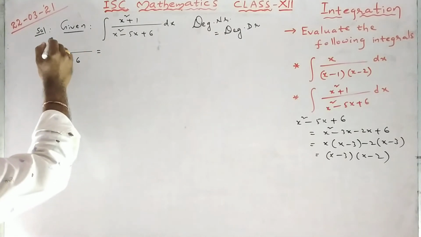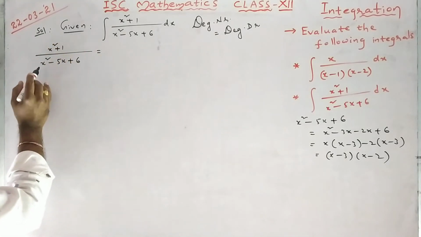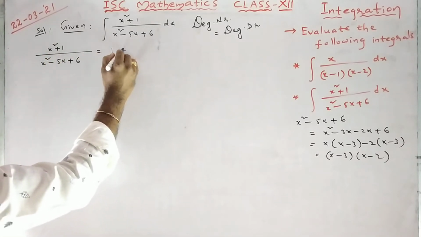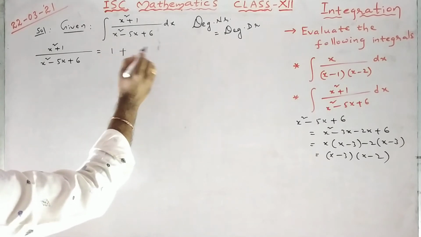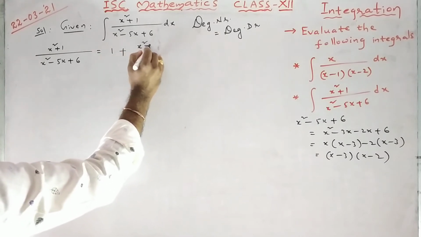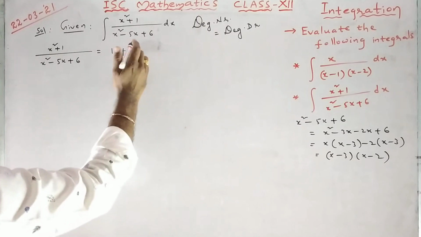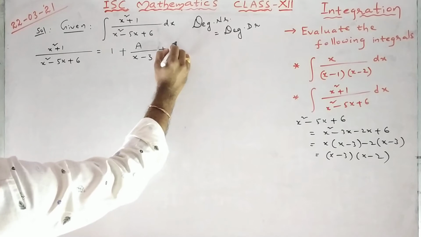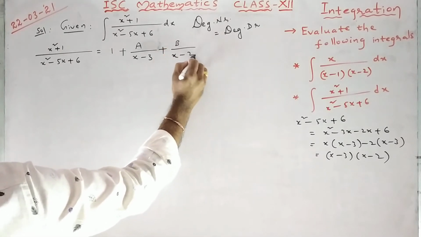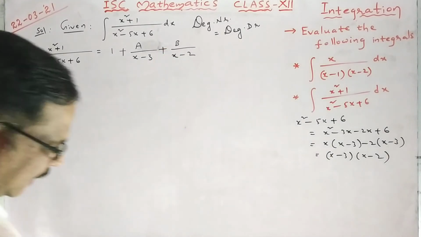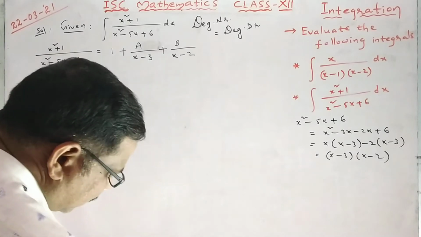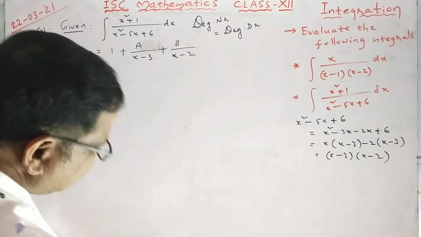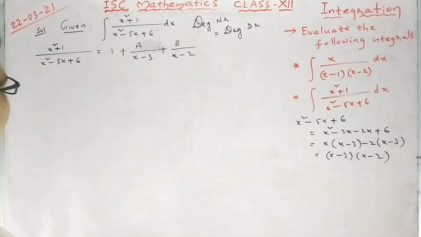Before that, write the coefficient of x square by coefficient of x square, that is 1 by 1. 1 plus, we can write this (x square plus 1) by, otherwise I can write a by (x minus 3) plus b by (x minus 2). Directly we can split here. a by (x minus 3) plus b by (x minus 2).